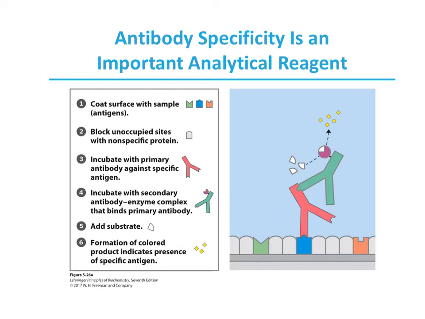First, you coat a surface with antigens, and then you block unoccupied sites with nonspecific protein. Then you incubate with the primary antibody against a specific antigen. And then you incubate with a secondary antibody enzyme complex that binds the primary antibody. Then you add your substrate, and you form a colored product which indicates the presence of a specific antigen.